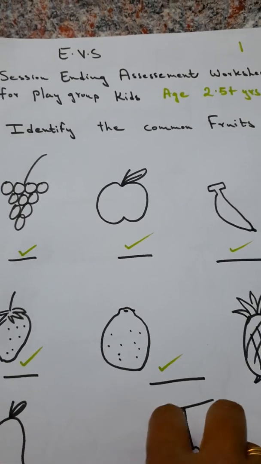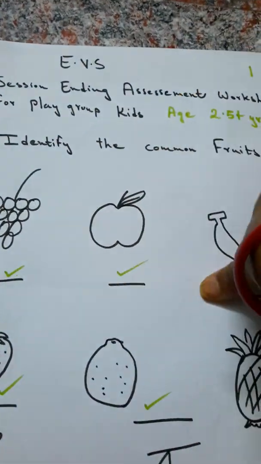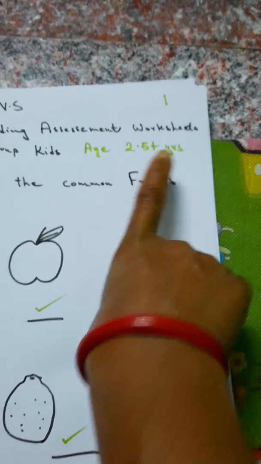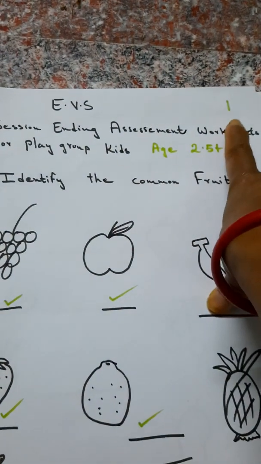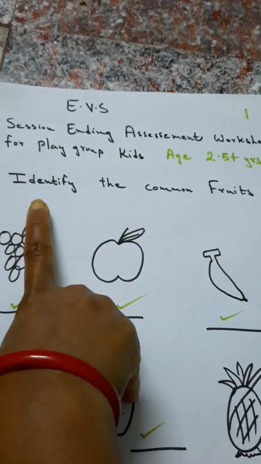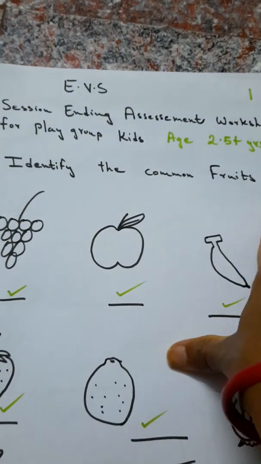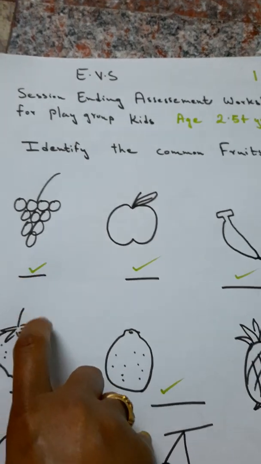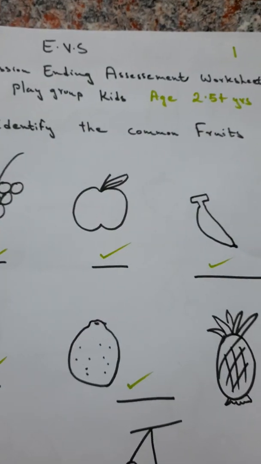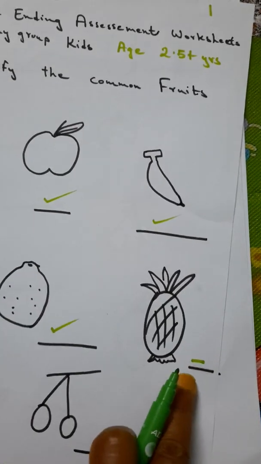In today's video, let's see how to make DIY session ending assessment worksheets for playgroup kids aged 2.5 plus years. This is the first worksheet for EVS subject, that is environmental science, and in that the first one is identify the common fruits. If the child identifies, just put a small tick. Otherwise, if the child doesn't identify, put a dash like this.